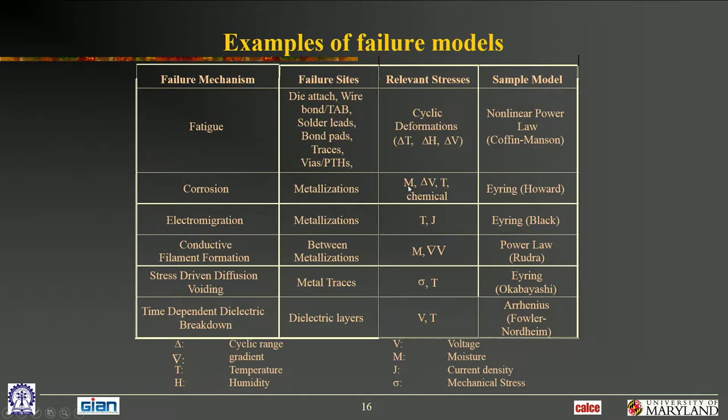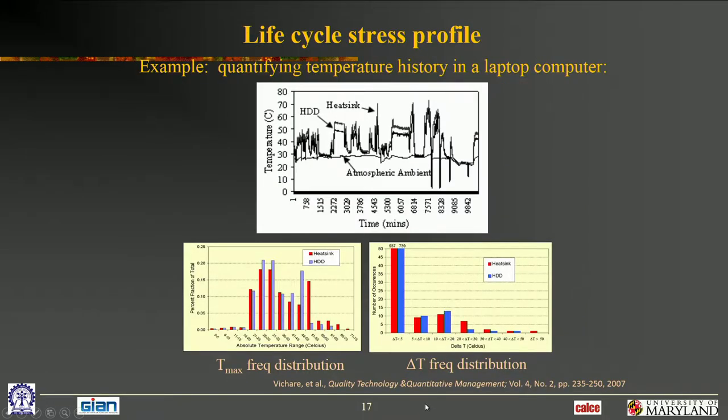Corrosion requires moisture, voltage gradients, and temperature. Electromigration requires current density and temperature, and so on and so forth. So this lists the various stresses, and those symbols are all defined at the bottom. Okay, moving on. I'm going to need a few slides to come back to it. Actually, this session ends with how you tie all this together. When and where do you do your physics of failure? So there's a flow chart at the end. So you have to be patient until then.